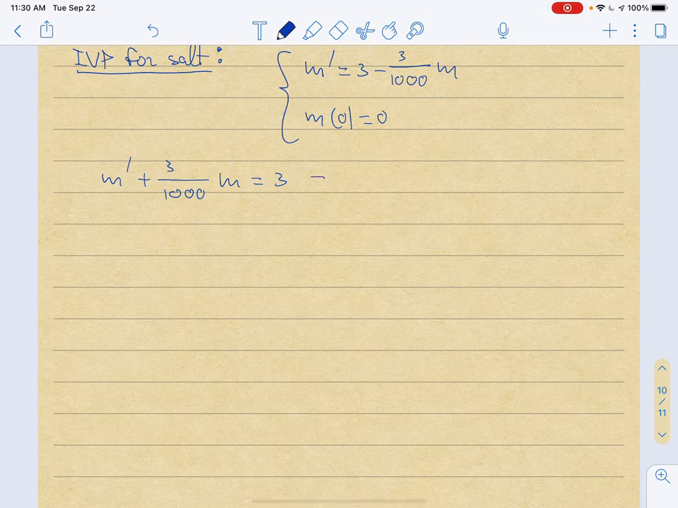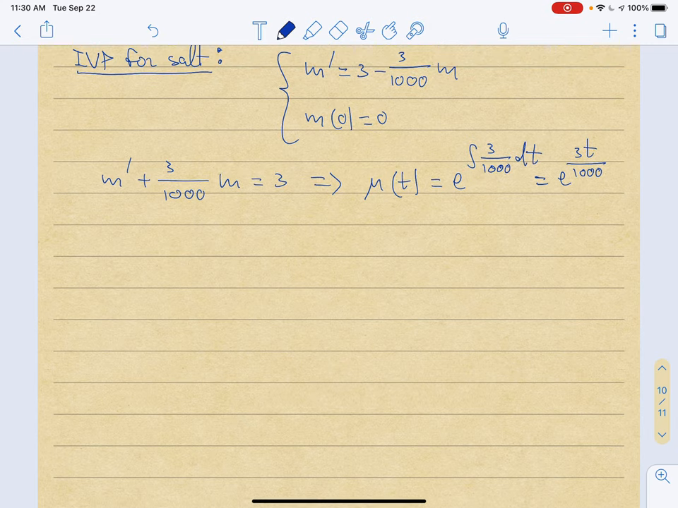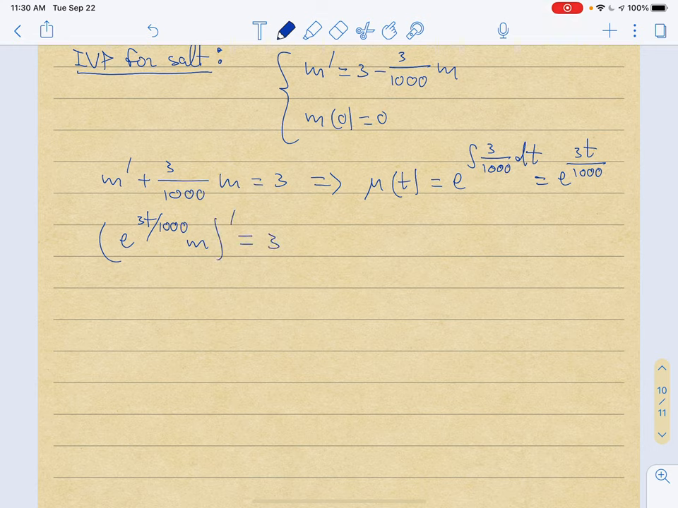It's already in a standard form, so I can find the integrating factor. Mu of t is e to the power integral 3 over 1,000 dt, right? Because the function p of t in this case is 3 over 1,000. And so that is e to the 3t over 1,000, because integrating a constant gives me the same constant times t. And we know that if I multiply both sides of the equation by the integrating factor, then e to the 3t over 1,000 times m quantity prime should be 3 e to the 3t over 1,000, because both sides are multiplied by the integrating factor.